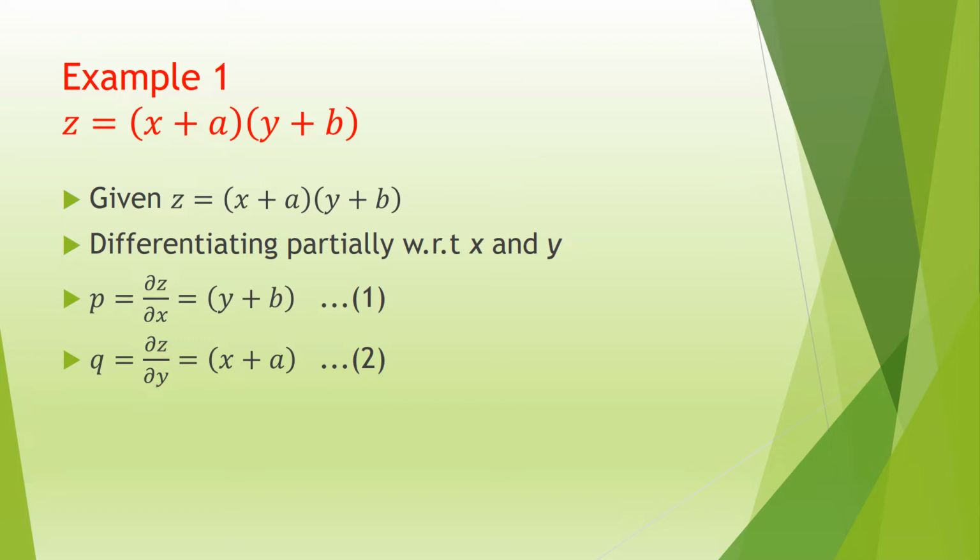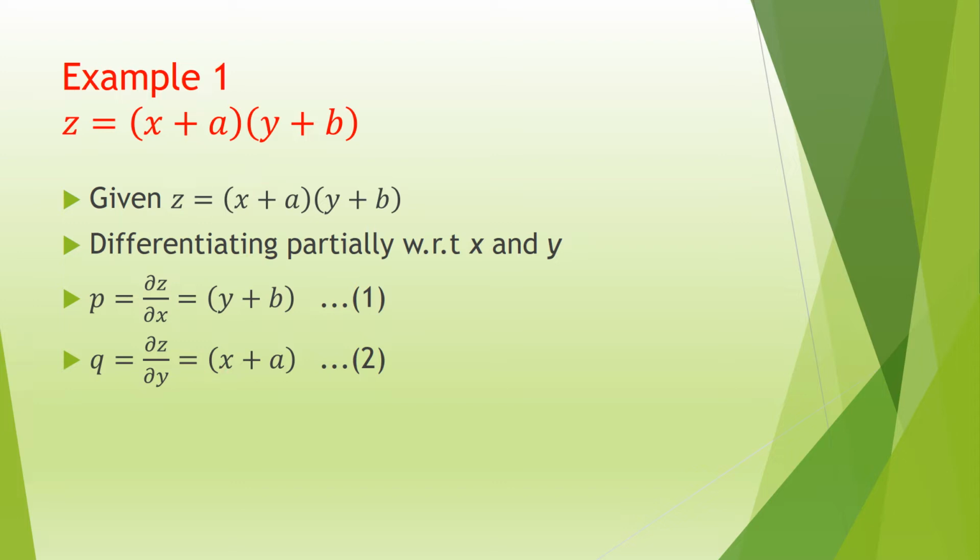So what is ∂z/∂y? In the given equation, we have to differentiate partially with respect to y. This time (x plus a) is constant. So constant into the derivative of (y plus b). Derivative of y is 1. Derivative of b is 0. So 1 plus 0, that is 1. So (x plus a) into 1. Therefore q is equal to x plus a.